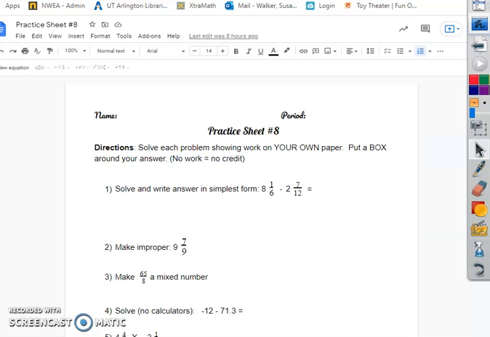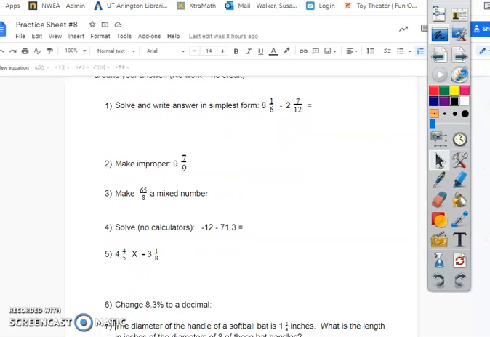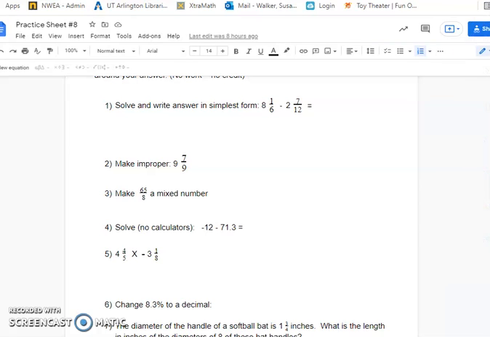Hey guys, we are going to work on practice sheet 8. So let's start with number 1. Number 1 is add, subtract. So hopefully you remember that means we're going to have to find a least common denominator.